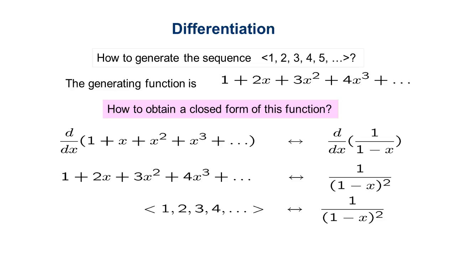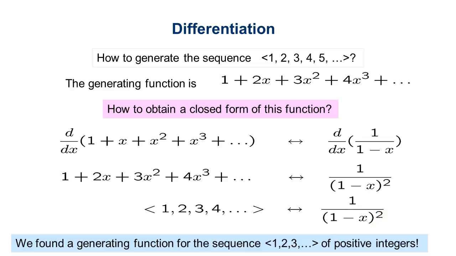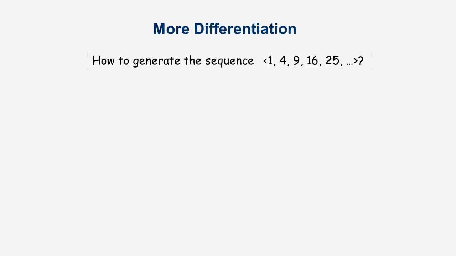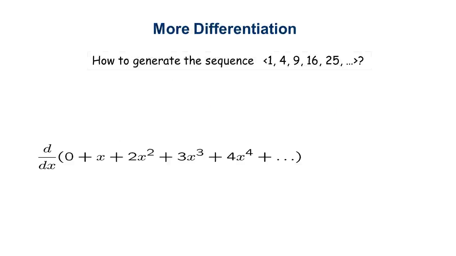Similarly, we can generate this sequence using a generating function, and its generating function is 1 plus ax plus a square x square. How do we generate the sequence? We have to start from the series. If we start from the series x plus 2x square plus 3x cube plus 4x to the power 4, then we differentiate it, it becomes 1, 4x, 9x square, 16x cube, etc.